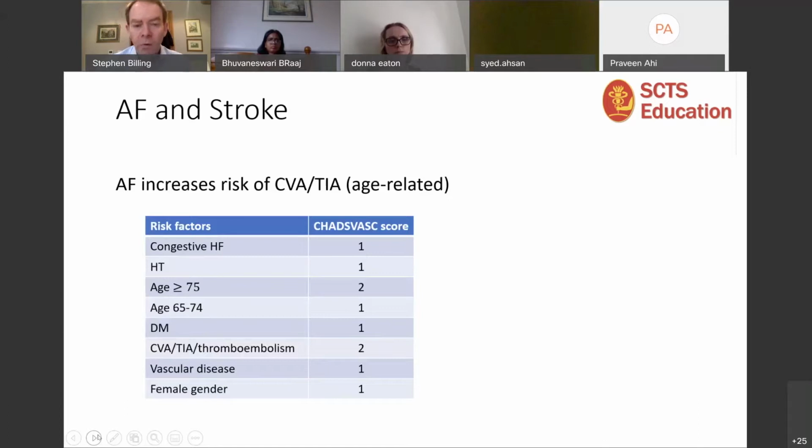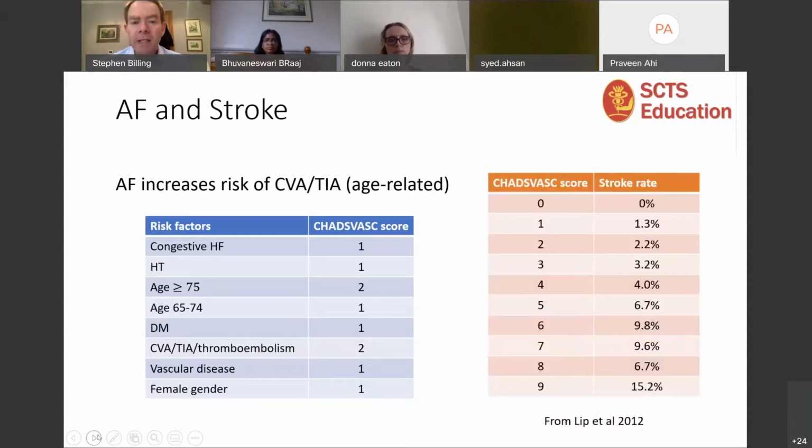And you will all be well aware that before choosing to anticoagulate a patient with atrial fibrillation, we would also look at the bleeding risk, and there is another score called HAS-BLED, which I haven't put on here, but you would generally assess the stroke risk and the bleeding risk in conjunction to decide treatment for an individual patient.